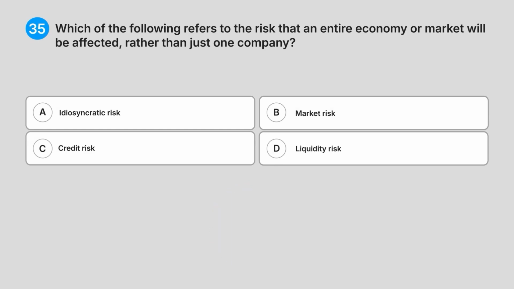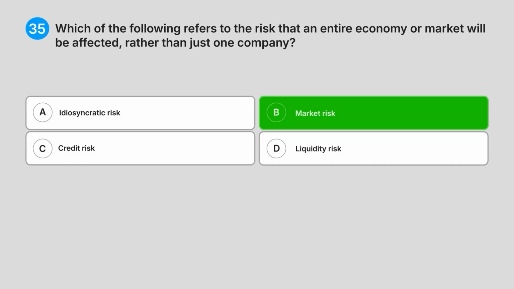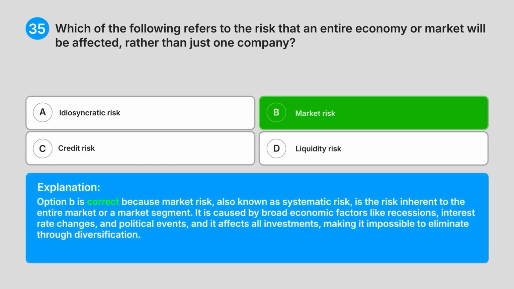Correct answer: B. Market risk. Explanation: option B is correct because market risk, also known as systematic risk, is the risk inherent to the entire market or a market segment. It is caused by broad economic factors like recessions, interest rate changes, and political events, and it affects all investments, making it impossible to eliminate through diversification.